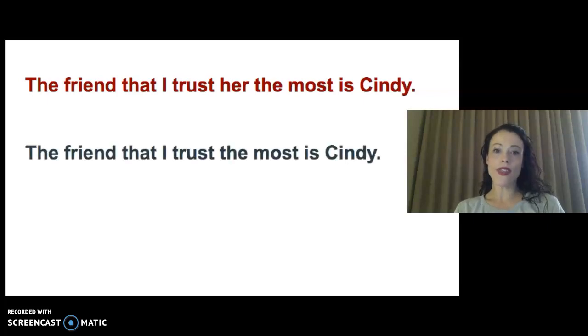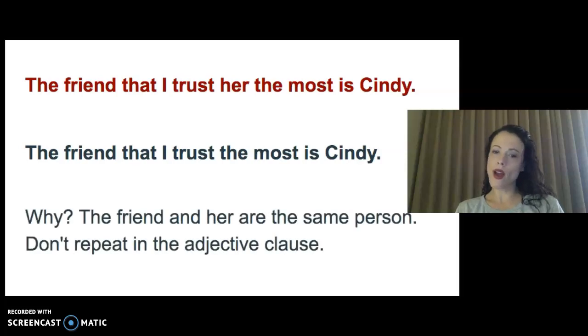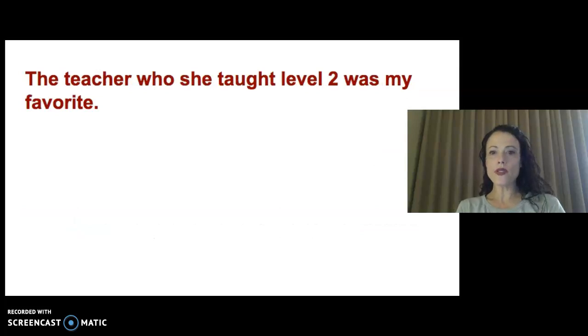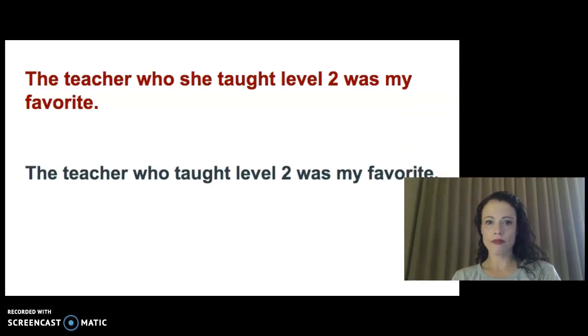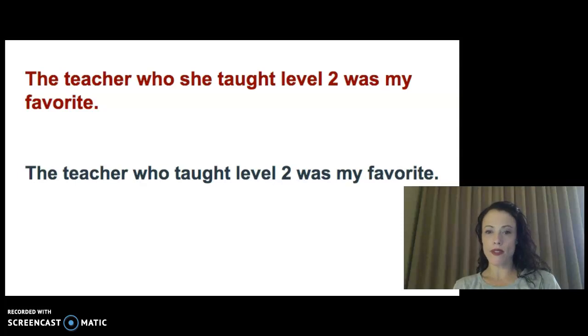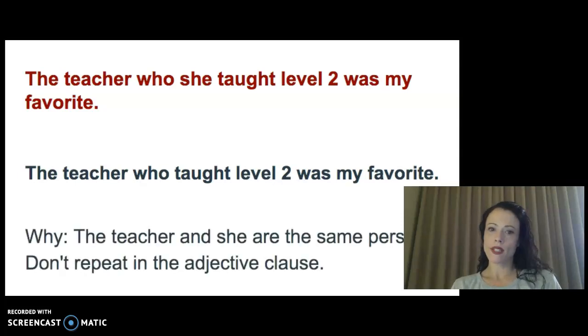Okay? So the friend that I trust the most is Cindy, not the friend that I trust her. Why? The friend and her are the same person. So don't repeat that pronoun in the adjective clause. Yeah? Let's look at another one. The teacher who she taught level 2 was my favorite. What's wrong with that sentence? The teacher is the same person as she. So I'm not going to repeat that she. The teacher who taught level 2 was my favorite. The teacher and she are the same person, so don't repeat she.